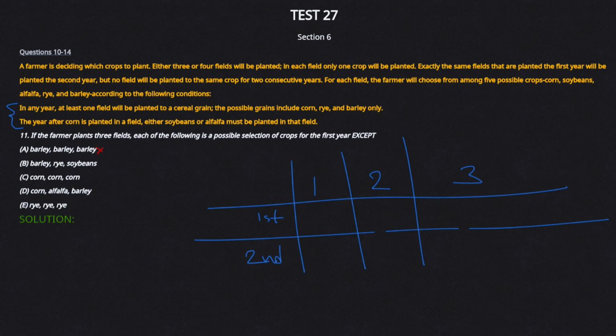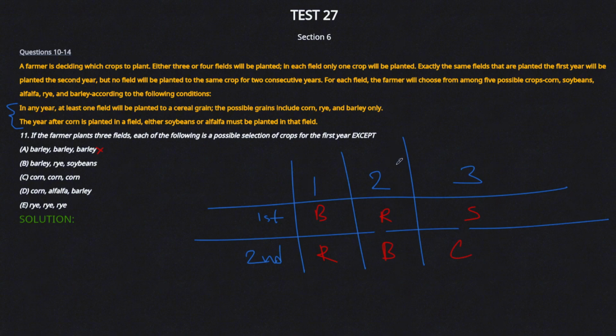Okay. So let's go over the next one. Barley, rye, soybeans. Again, it's the same. Barley, rye, soybean. We don't really have any set criteria. So let's just say we have rye here, we have barley here, we have corn here.